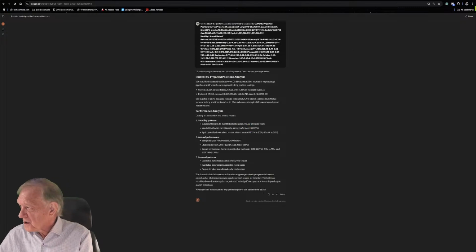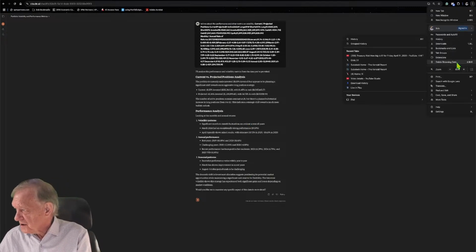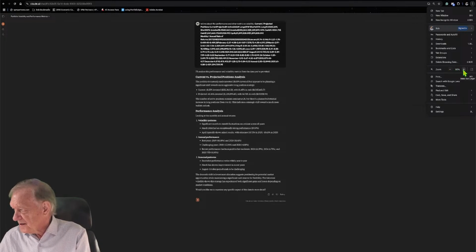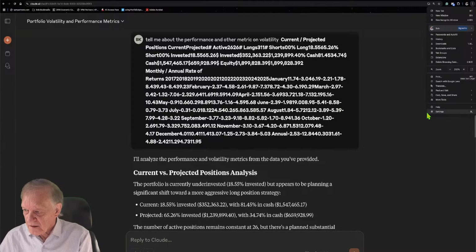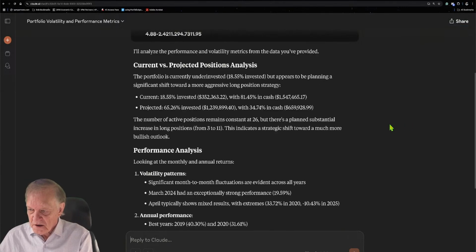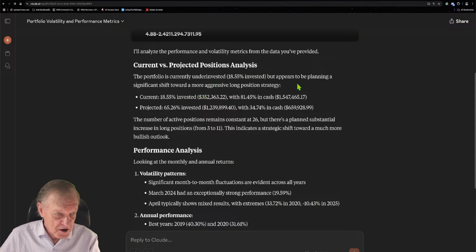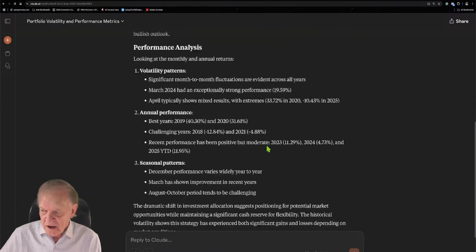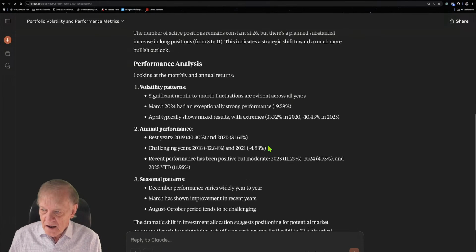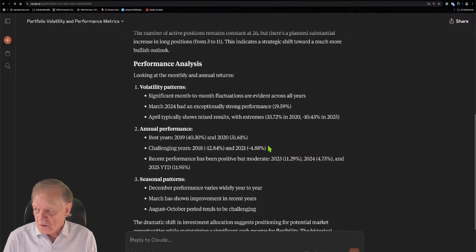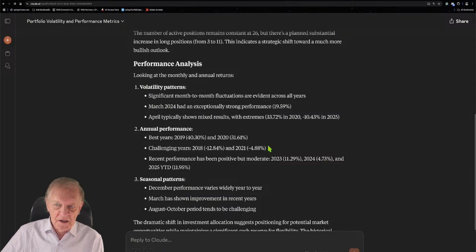So here's what came out of this, folks. I'm going to blow this up so you can see it. This is just a simple prompt out of some raw numbers. And it tells us portfolio is currently underinvested, 18.5, appears to be planning a significant shift toward a more aggressive long position strategy. That's because it picked up on the new buys that were on that screen. Number of active positions, performance analysis, looking at patterns, significant month-to-month fluctuations across the years. So it looked at all the data.